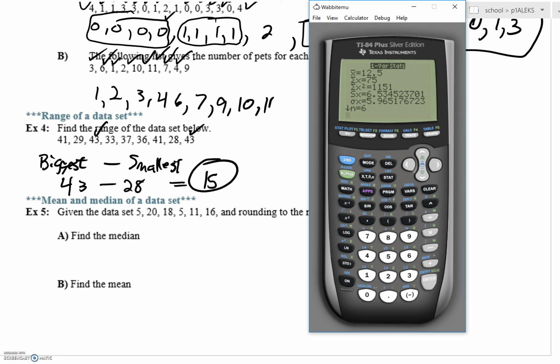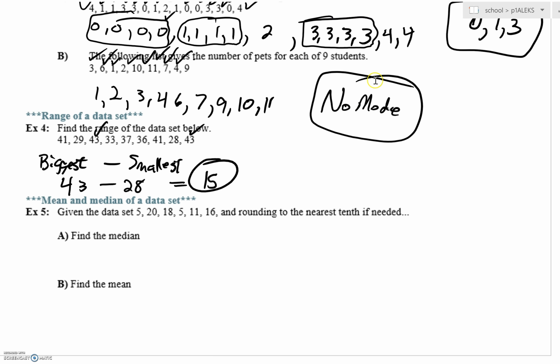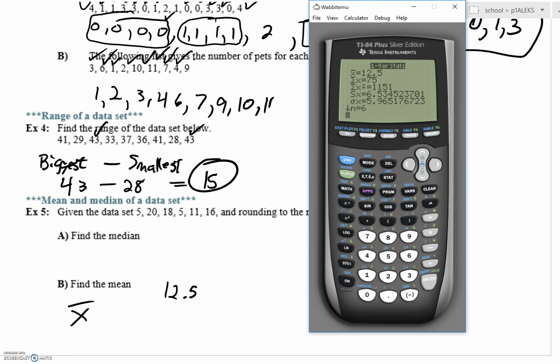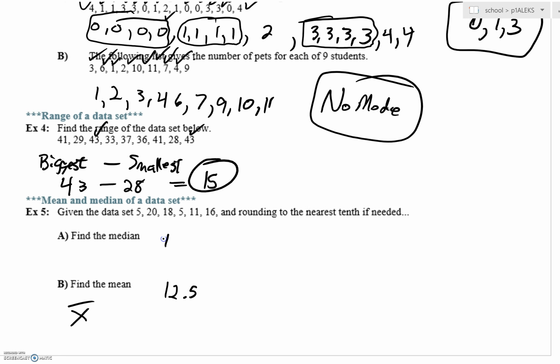And then we're going to get our information. Okay, X bar is your mean. X bar is saying add up all the numbers and divide by how many you have. If you down arrow, your median is given to you right here. That's 13.5.